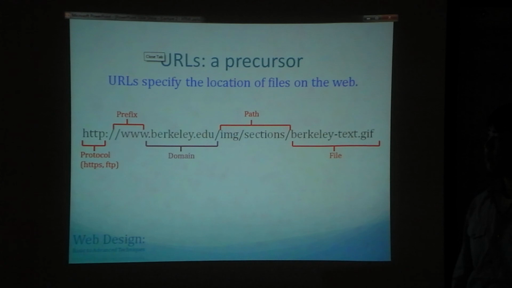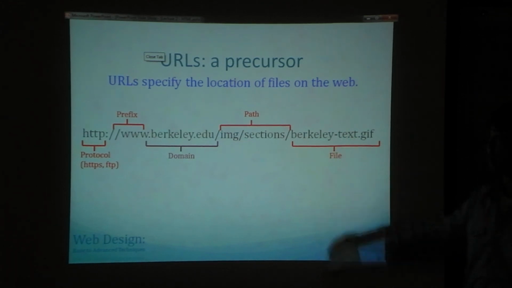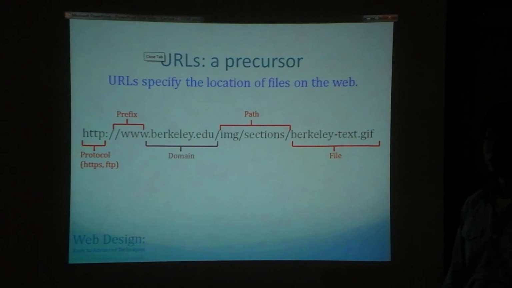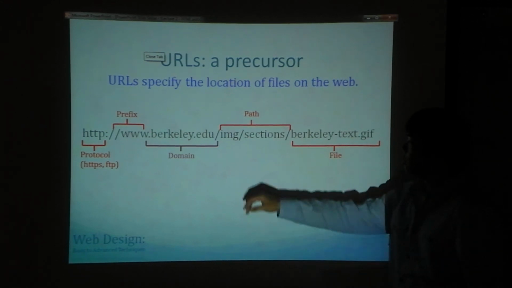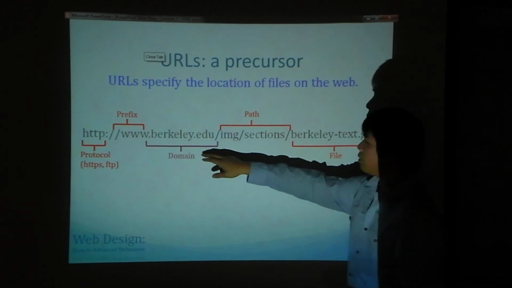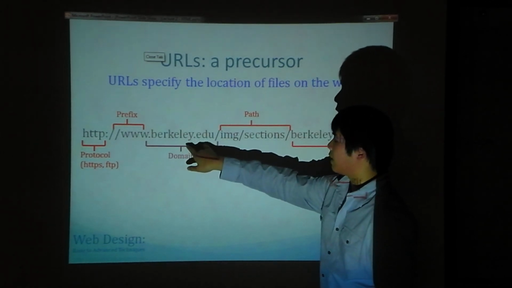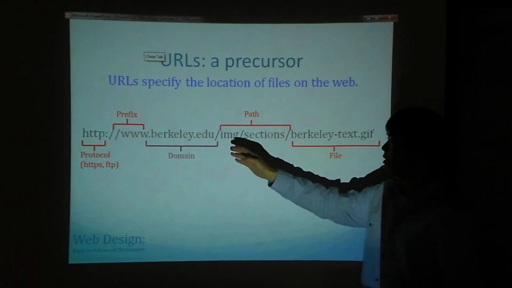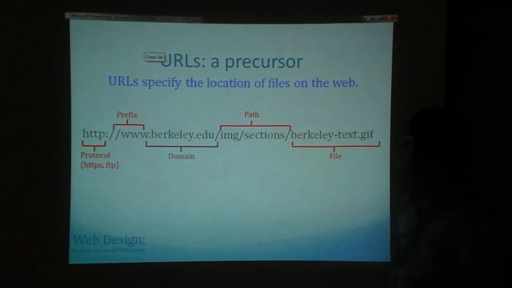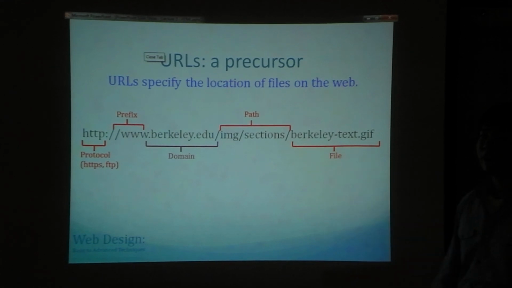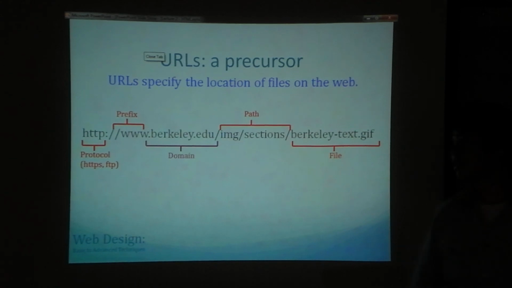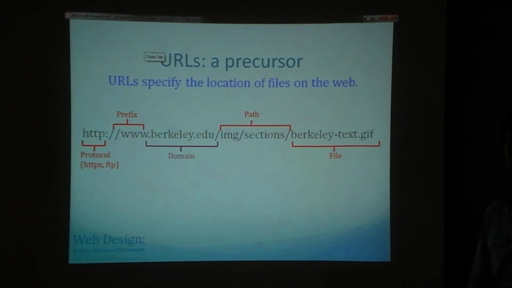Prefixes don't necessarily have to be www. So you can have other things like mail.berkeley.edu, right? And that would direct you to your Berkeley email. And so the domain here is specified by the last two elements in this section before the slash. So in this case, the domain is berkeley.edu, and when you go to sites like flickr.com, it would be http://www.flickr.com, and the domain for that site is just flickr.com.